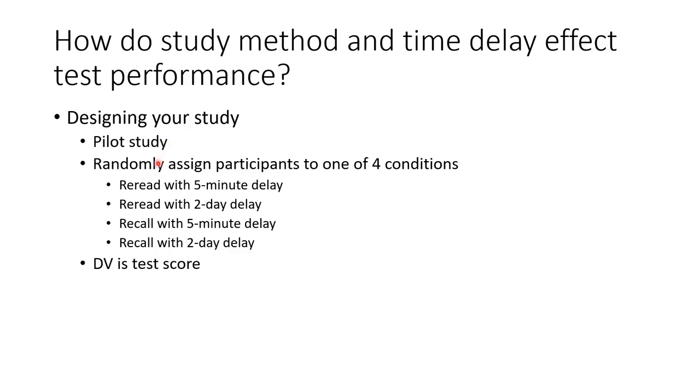We're going to randomly assign participants to one of 4 conditions. Some people will study by rereading and then take a test 5 minutes later. Some will study by rereading and take a test 2 days later. Some will study by trying to recall information that they've already studied and then take a test 5 minutes later, and then another group will study by testing themselves through recall again, and then take a test 2 days later. And of course, the dependent variable is their test score.